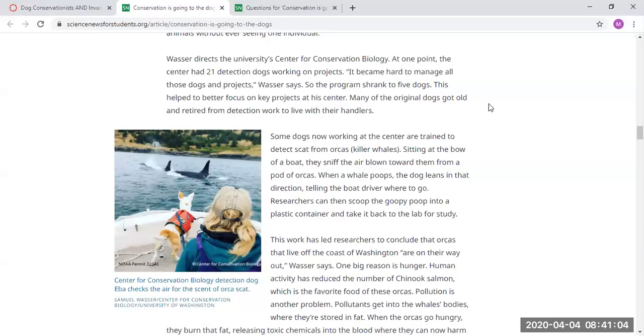Some dogs now working at the center are trained to detect scat from orcas, killer whales. Sitting at the bow of a boat, they sniff the air blown toward them from a pod of orcas. When a whale poops, the dog leans in that direction, telling the boat driver where to go. You see the picture here? Researchers can then scoop the goopy poop into a plastic container and take it back to the lab for study.